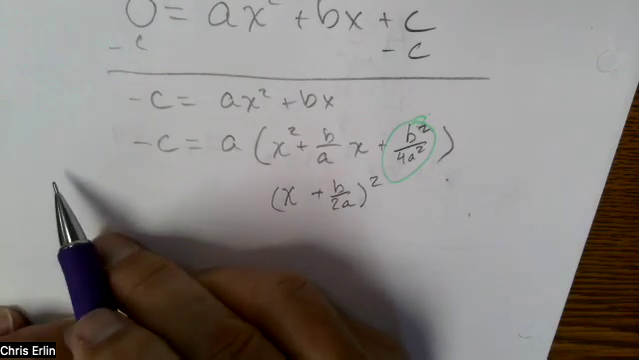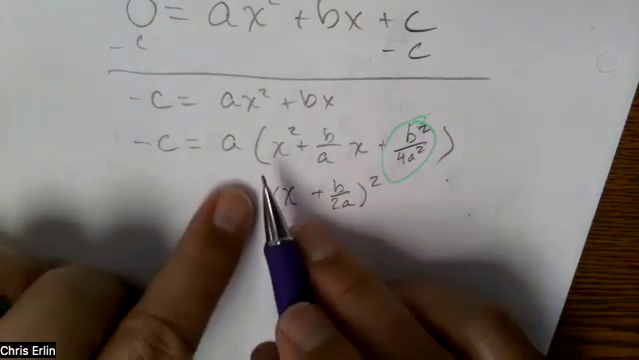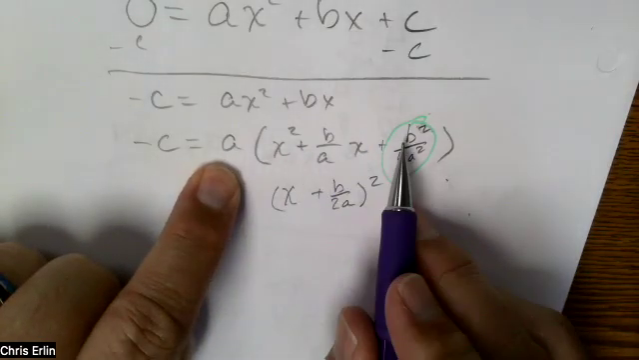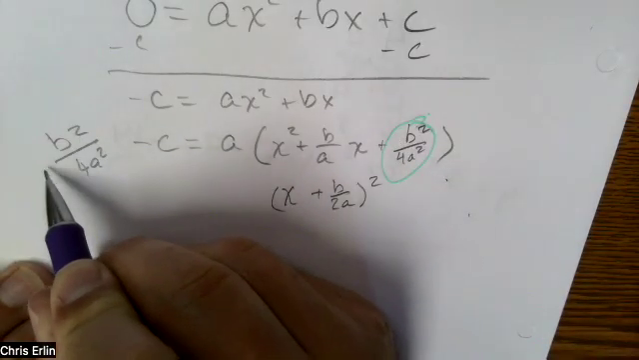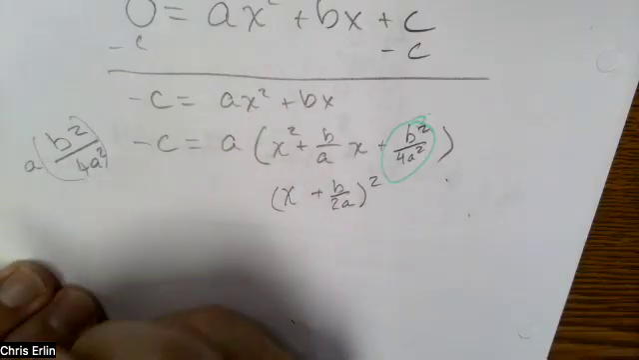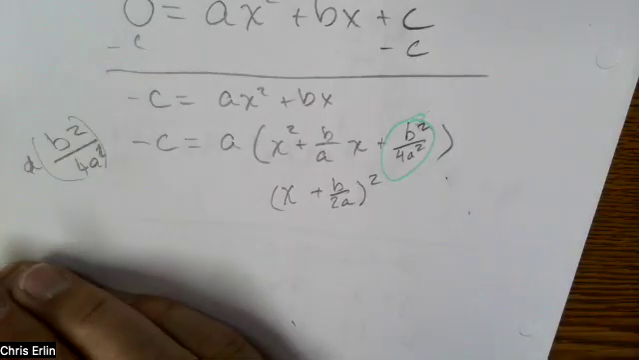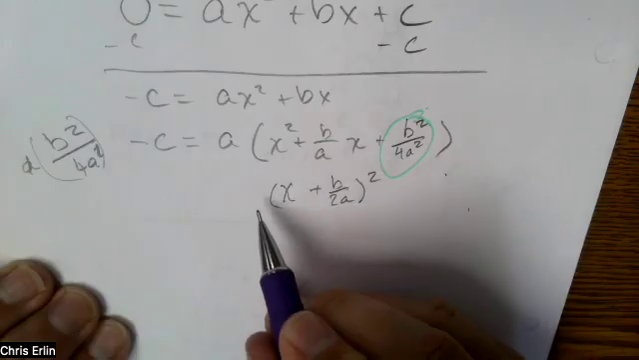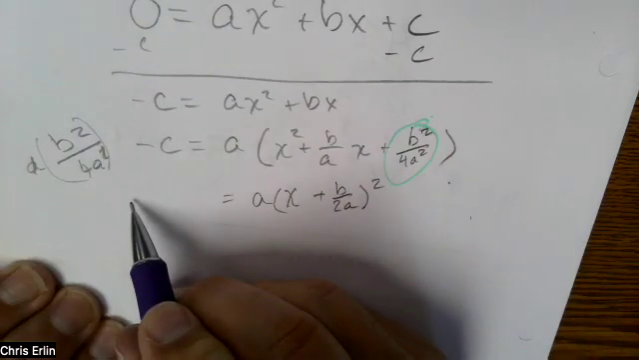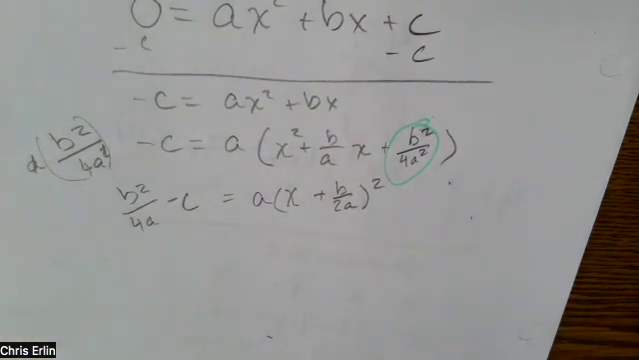So what do I have to do to this side? Add an equivalent amount, not the same thing, because this is being distributed by a. So over here, I'm going to add b squared over 4a squared times a. In other words, this will cancel with the squared there. And so having turned this into this, I still got the a out front. And over here, I'm going to have b squared over 4a minus c.